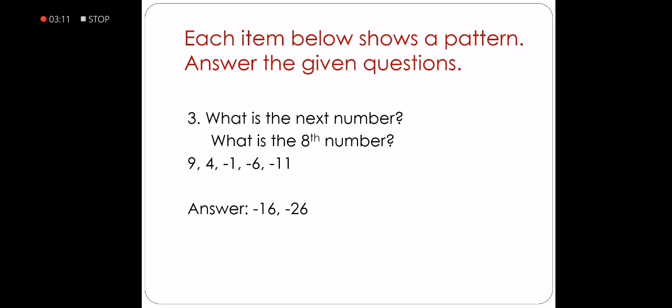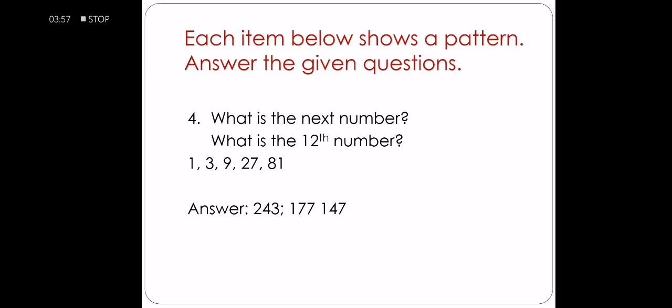Next, what is the next number and what is the 8th number? Given the sequence 9, 4, -1, -6, and -11. Okay, so hahanapin ulit natin yung pattern. Kung mapapansin nyo, nag-a-add lang tayo ng -5 each term para makuha natin yung next term. So, ang gagawin lang natin ulit, para makuha natin yung next number, mag-a-add tayo ng -5. So, -11 plus -5 and that is -16. At magko-continuous lang tayo ng pag-add hanggang makarating tayo kay 8 number, kay pang 8 na number and that is -26.